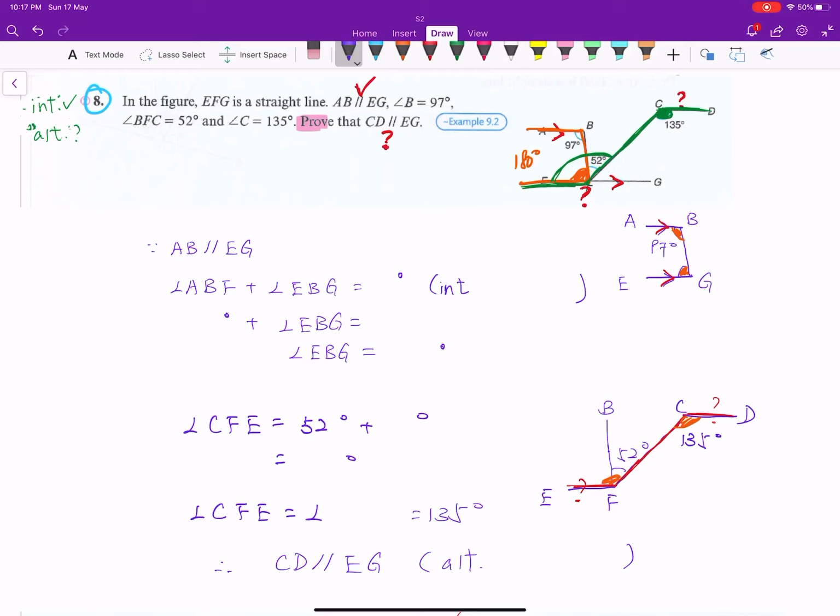All right, let's write down the steps together. Angle ABE plus angle EGB.